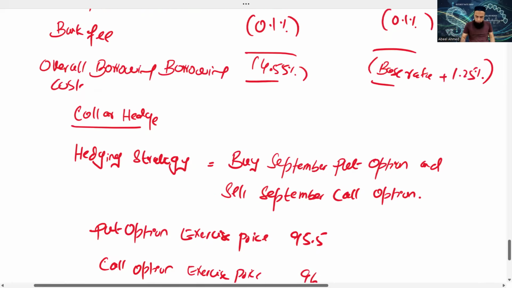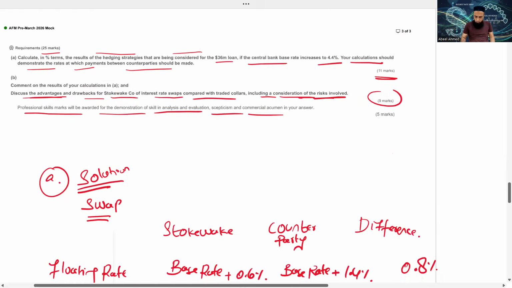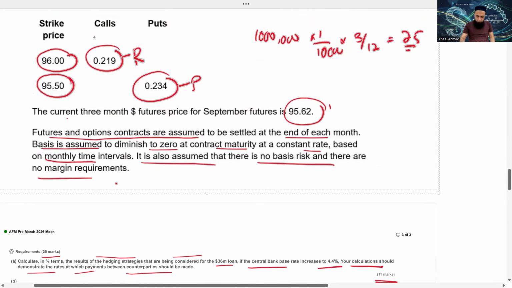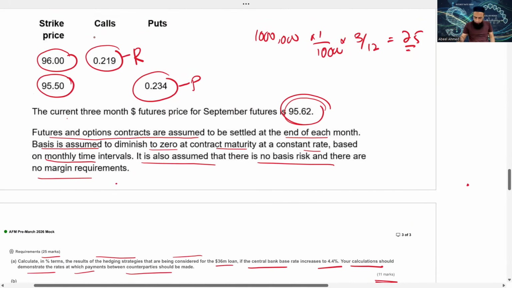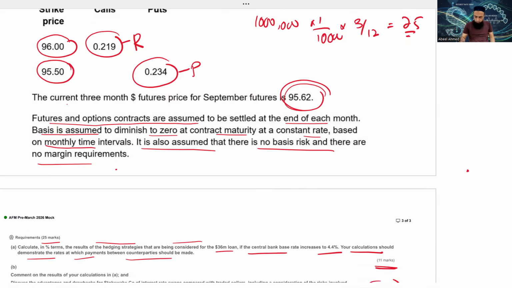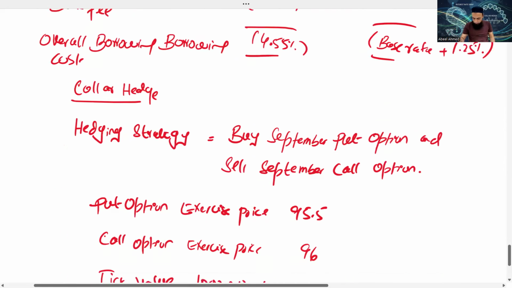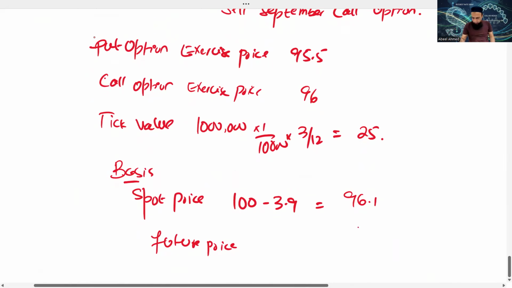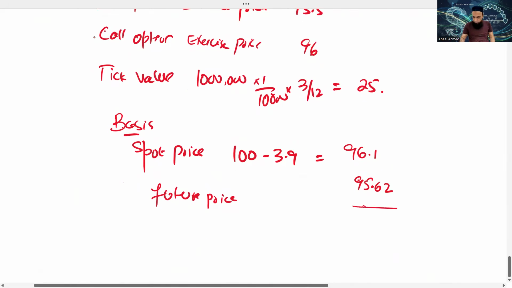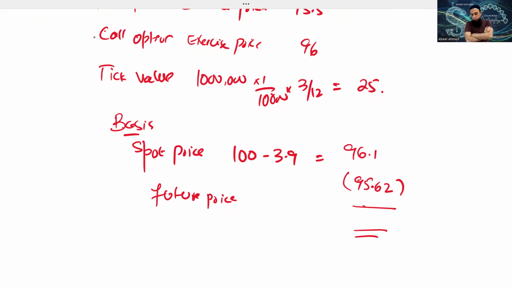Future price, they have given us the September future. Don't forget this, student. September future price is 95.62, and contracts mature at the end of the month. Difference: we can see one thing here. Spot price is higher and the future price is lower. 96.1 minus 95.62, students, I am getting 0.48.